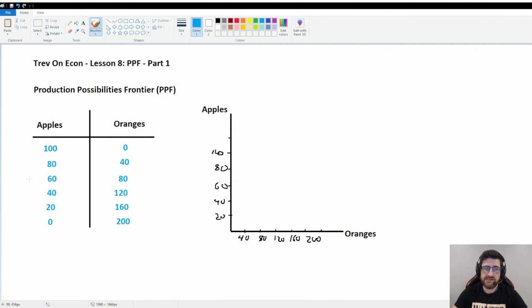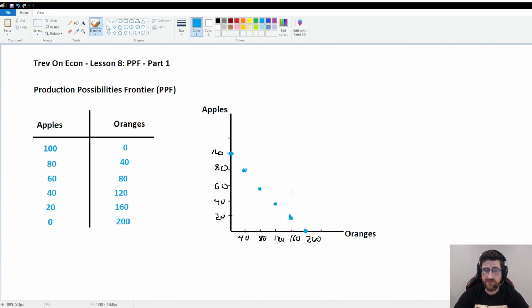But what I can do now is plot the ordered pairs. So one of the points is 100 apples, 0 oranges. So 100 apples is right here, 0 oranges is right here, so we get a dot approximately there. Then we could graph 80 and 40, 60 and 80, 40 and 120, 20 and 160, and then 0 and 200, right? Those are the 6 dots that match the 6 points we've created, the 6 possibilities we came up with.